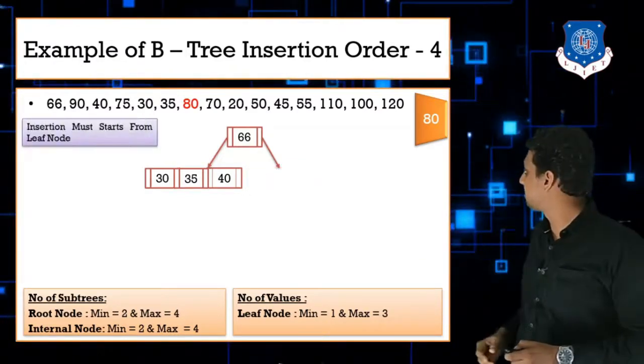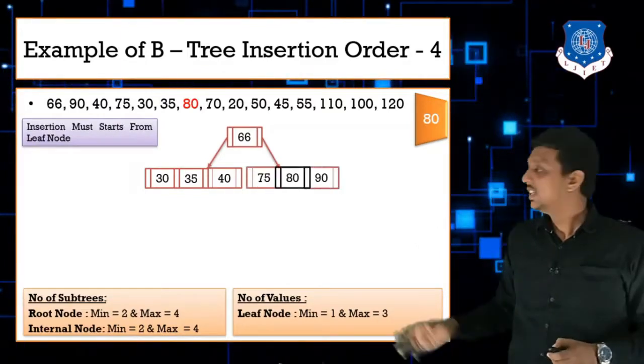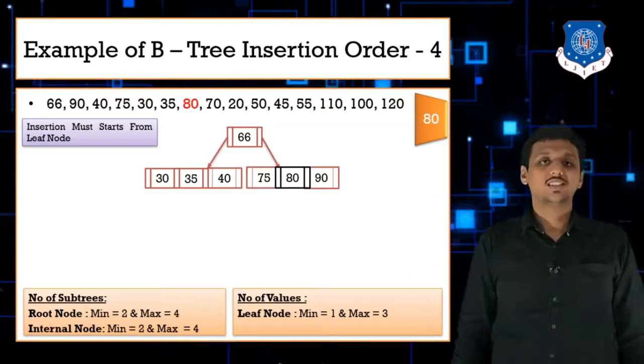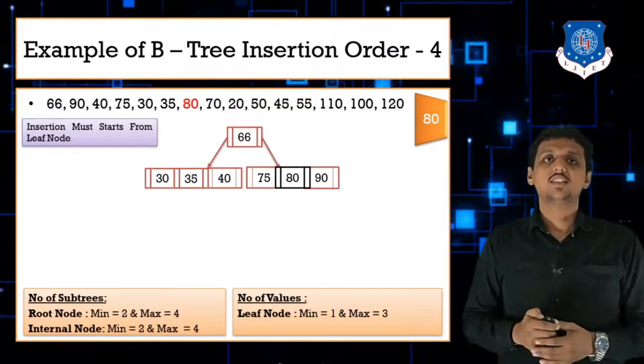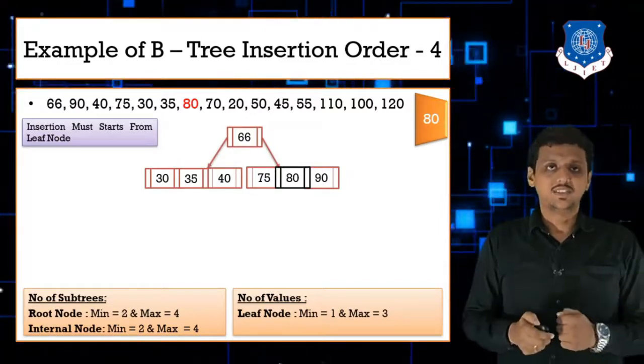See, this is my figure after insertion of 80, where 75, 80 and 90 are successfully inserted on the right side of the 66. Okay, now what next? Next we have 70.